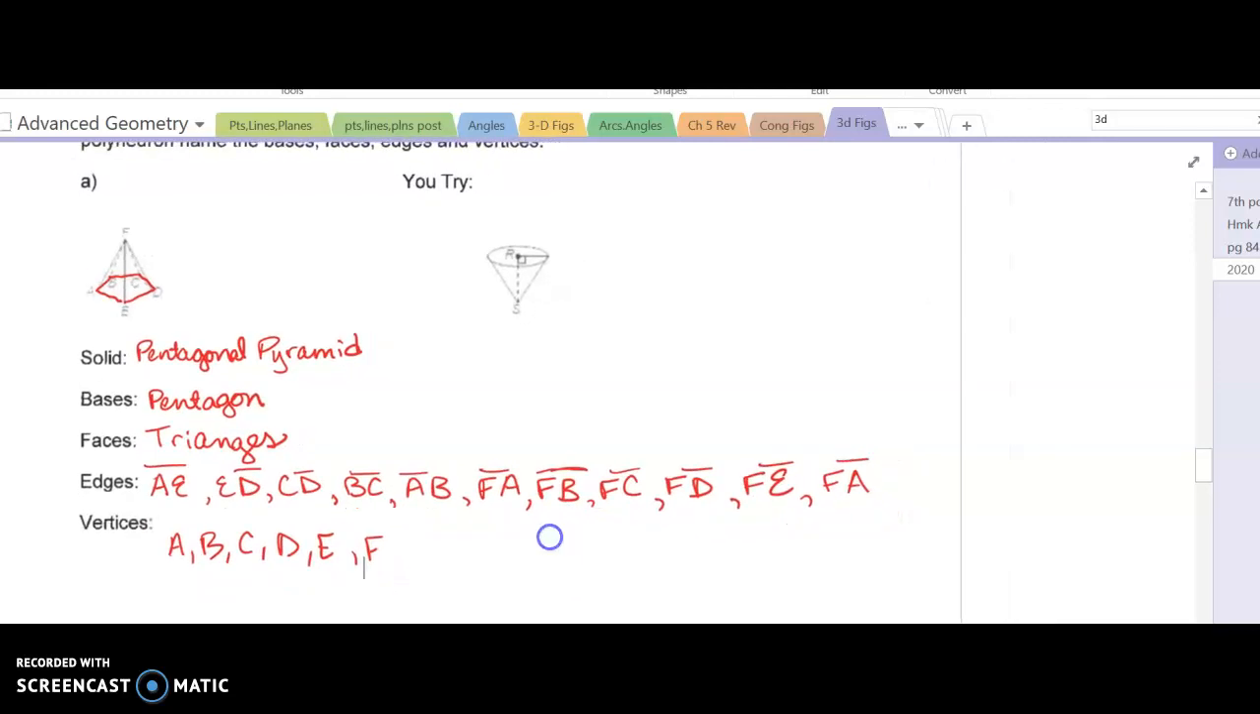All right, so take a look at the U-Try. Give your best guess as to if this is a polyhedron, what kind of solid it is, what kind of base it is, anything you can name on it. And then we'll come back and take a look.